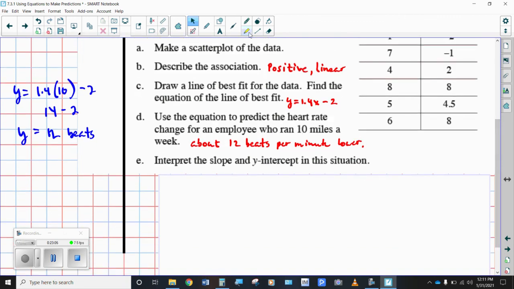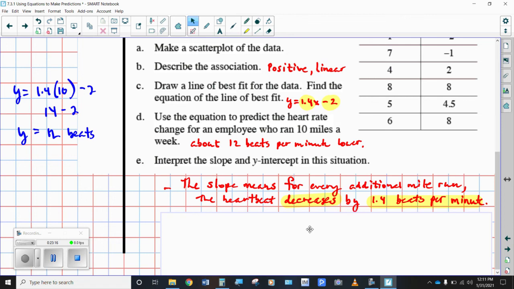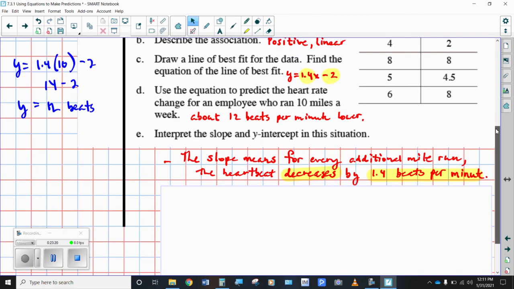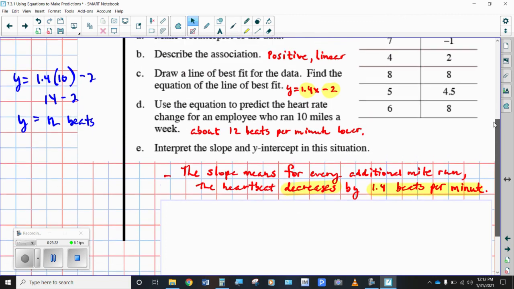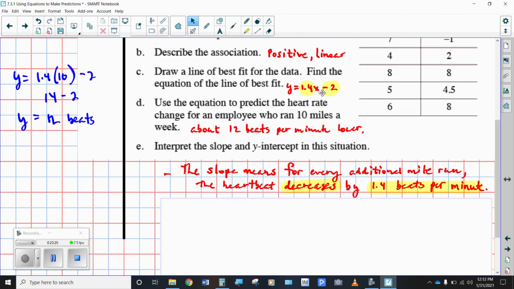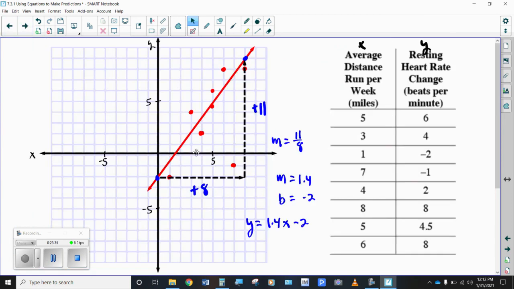Let's interpret what is the meaning of the slope in the context of this situation, and what is the meaning of the y-intercept in this particular situation. So the slope really means that we expect for every mile that a person runs, their heartbeat to decrease by about 1.4 beats per minute. That appears to be about the average. That's the trend for this situation, right? As the number of miles they run per week increases, their heart rate change increases, meaning that it goes down. Okay, so that's the interpretation of that.